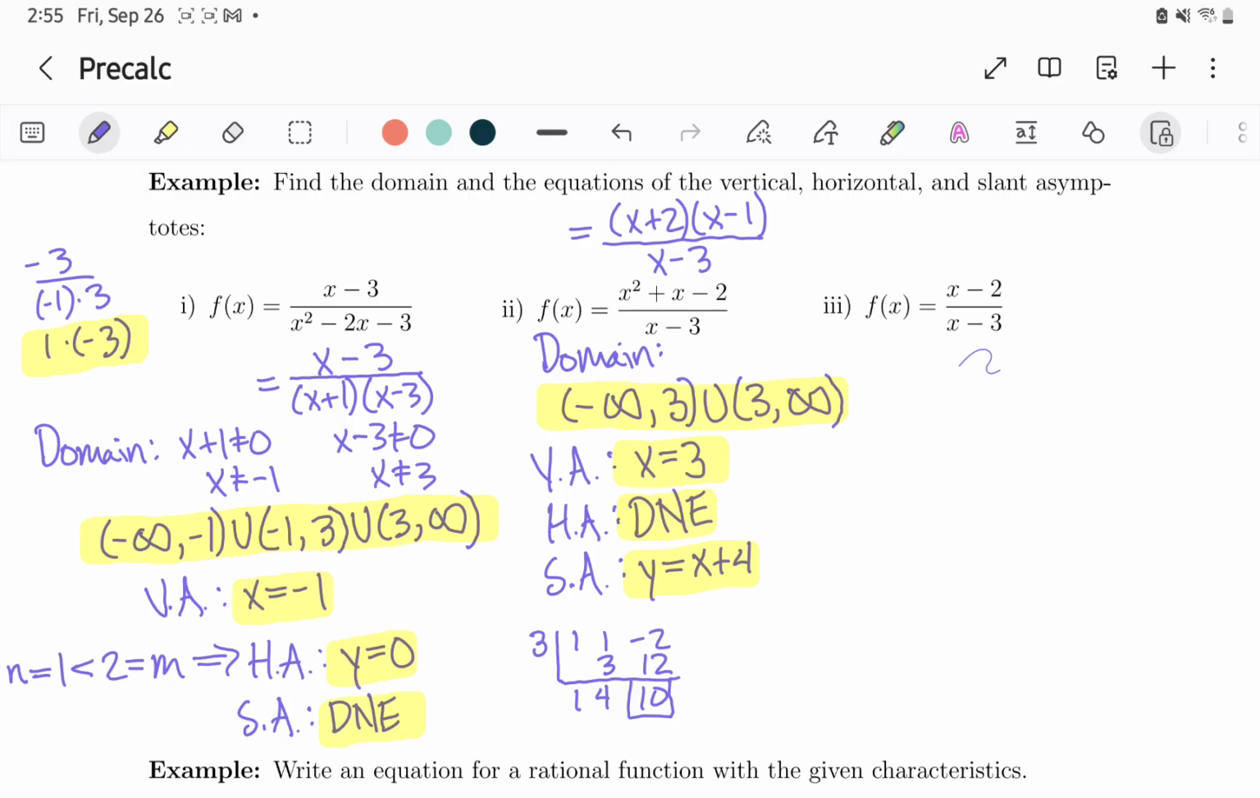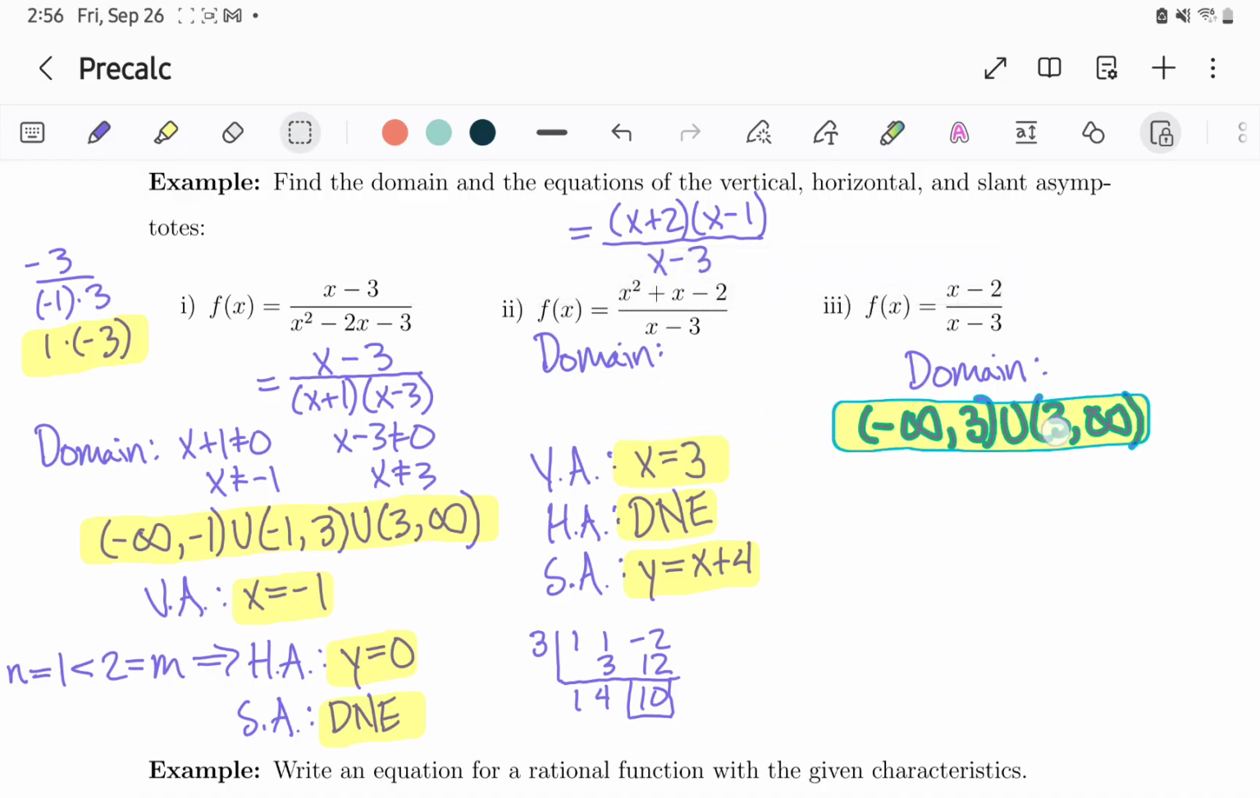All right, and then next we have the rational function x minus 2 over x minus 3. So the first thing we want to do is talk about the domain. Well, again, since we just have this factor of x minus 3 down in the denominator, our domain for this third example is going to be the same domain as from the previous example. It's going to be from minus infinity to 3, set union from 3 to infinity. So all real numbers except for x equals 3.